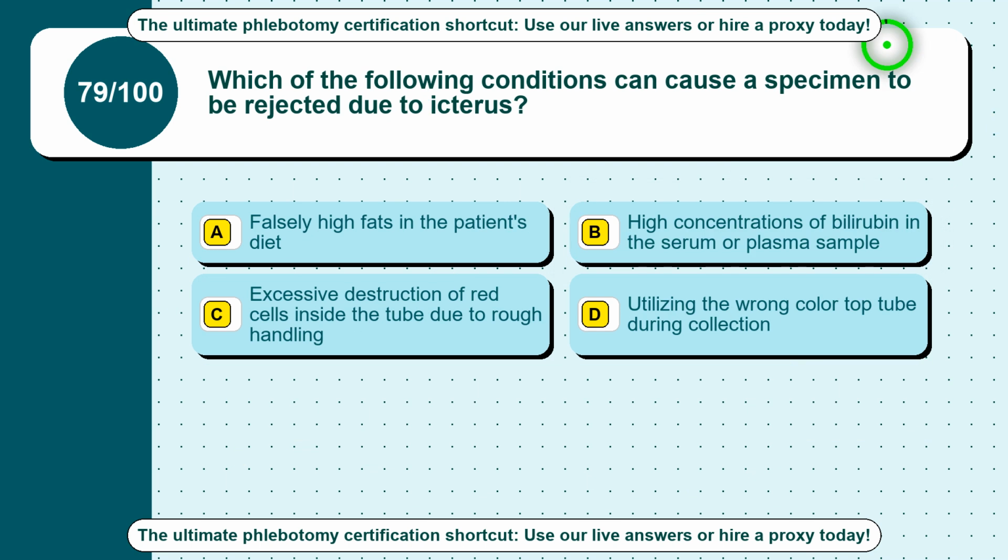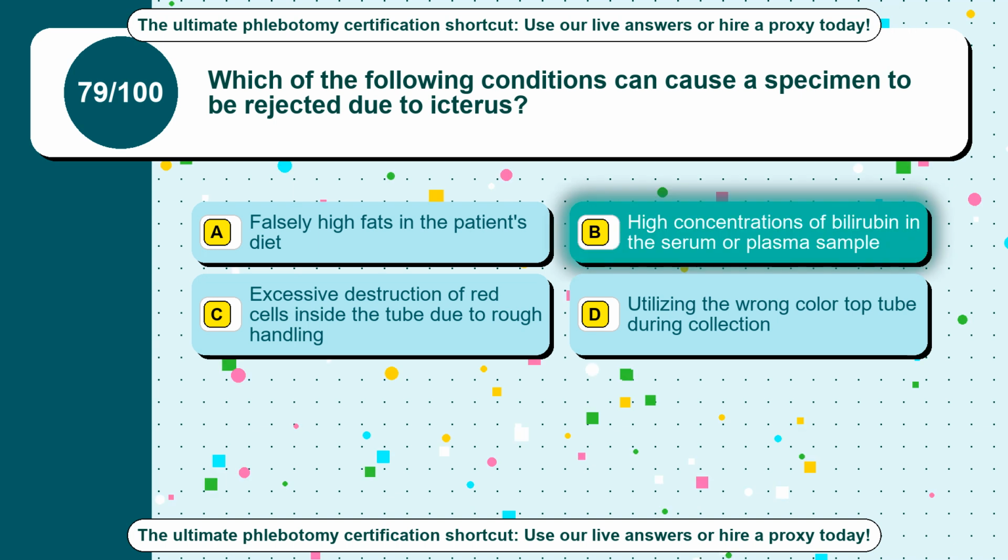Question 79. Which of the following conditions can cause a specimen to be rejected due to icterus? Option A. Falsely high fats in the patient's diet. Option B. High concentrations of bilirubin in the serum or plasma sample. Option C. Excessive destruction of red cells inside the tube due to rough handling. Option D. Utilizing the wrong color top tube during collection.